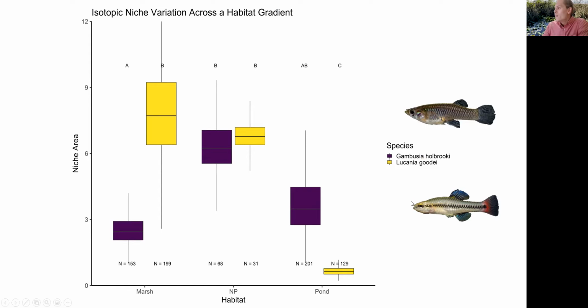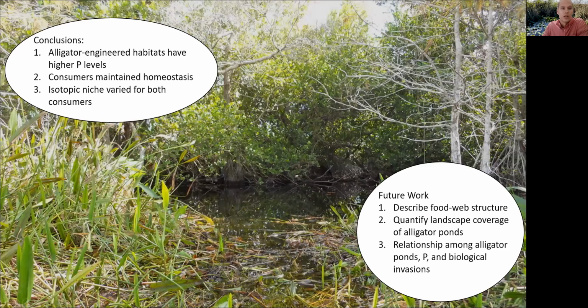And then again in yellow is the bluefin killifish, and if you squint, this is sort of a linear relationship across this habitat with the largest niche area in the marsh and a rather narrow niche area in the pond. Perhaps there's some high quality diet item that's more abundant in the pond that allows them to specialize on it. So in conclusion, we found that alligator-engineered habitats have higher phosphorus levels. Consumers maintained homeostasis. Their stoichiometric ratios were the same across this habitat gradient. And the isotopic niche varied for both consumers across the habitat gradient, although the magnitude and direction were species specific.